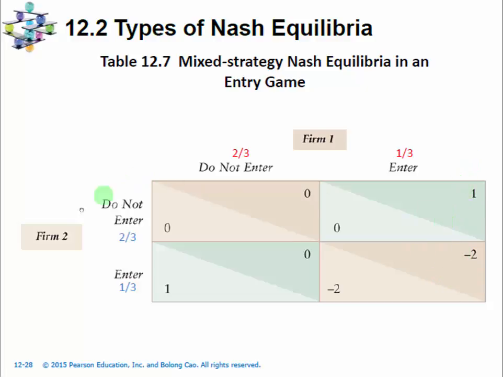So when firm 2 has this 2/3 do not enter, 1/3 enter mixed strategy, the expected payoff for firm 1 to stay out is 0, to enter is 0 as well. Now firm 1 is indifferent between choosing to stay out or enter.